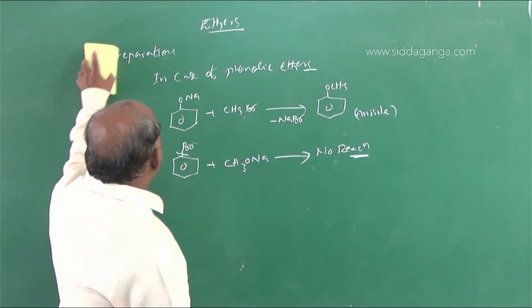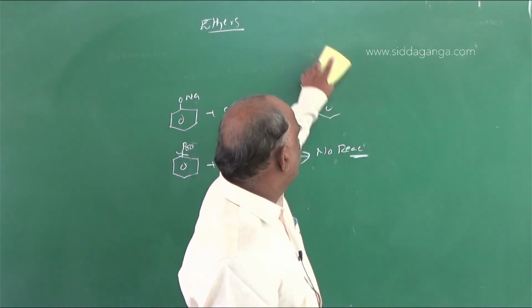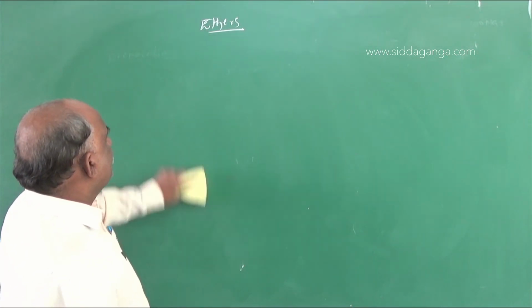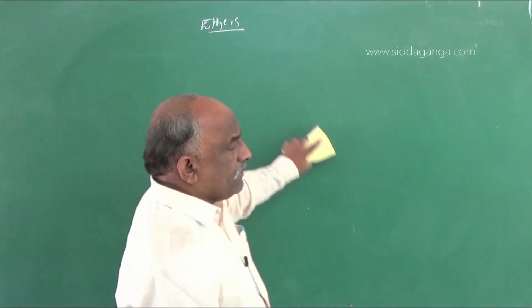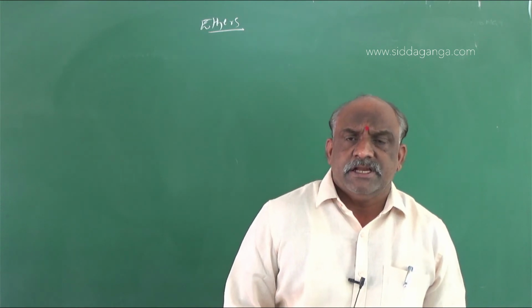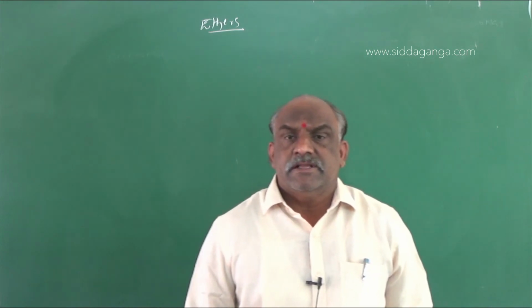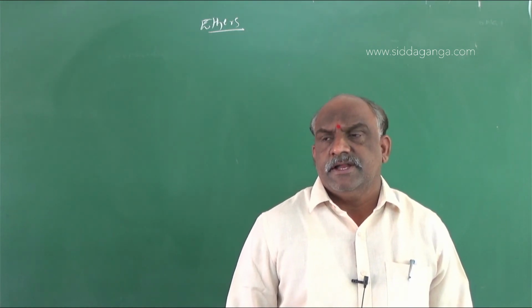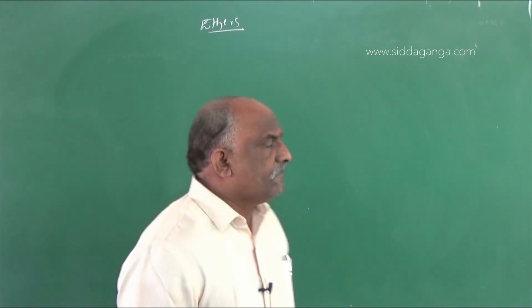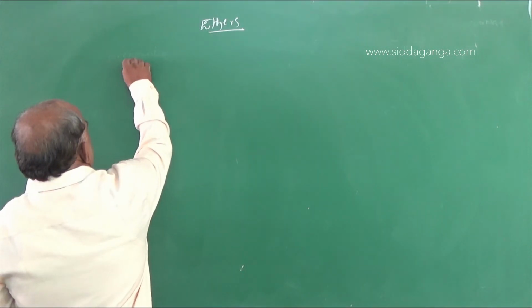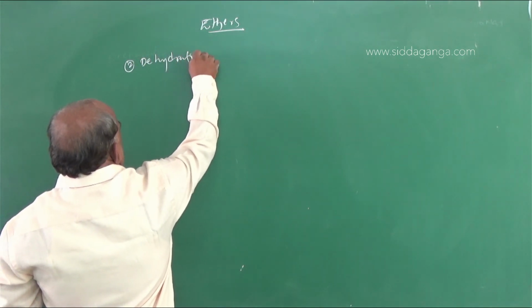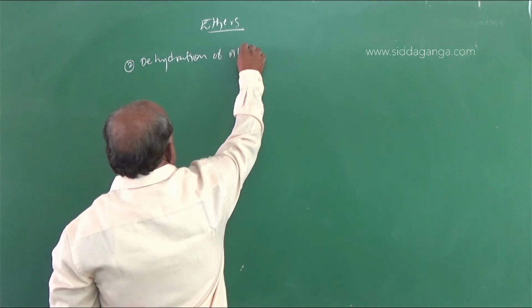And the second one. There was one more preparation regarding this: dehydration of alcohols. Dehydration of alcohols takes place in the presence of concentrated sulfuric acid. The temperature is 140 degrees centigrade, which is nothing but 383 kelvins. So here, see this one. The second preparation is dehydration of alcohols.